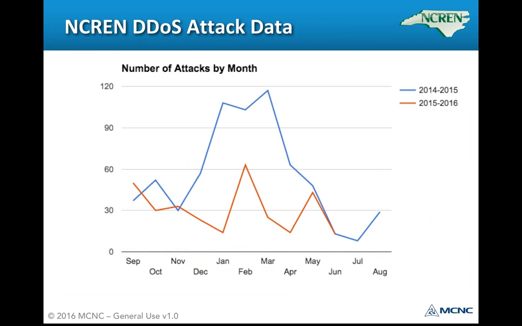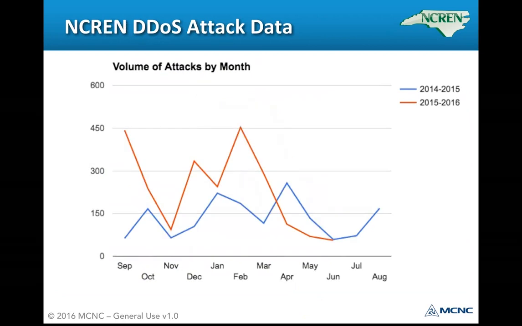So again, this is the number of attacks. And this is the same period, but instead of the number of attacks, this is aggregate volume of attack traffic on a monthly basis, so the amount of attack traffic. So you can see that here the trend is reversed, where this year the volume levels have been consistently higher than they were last year for most of the year. When you got to March, it actually dropped off here.